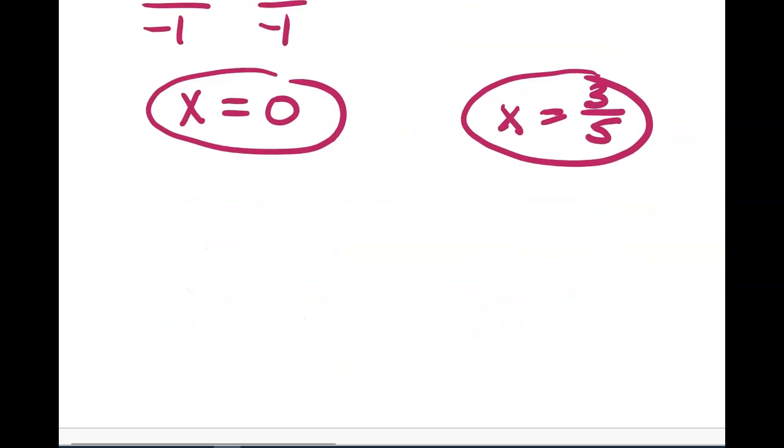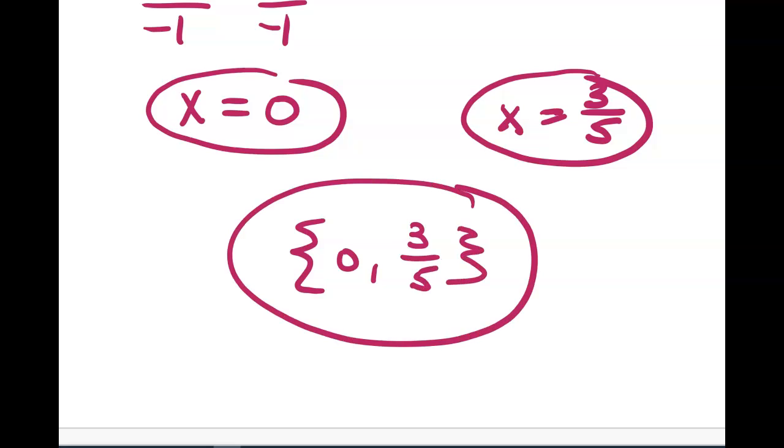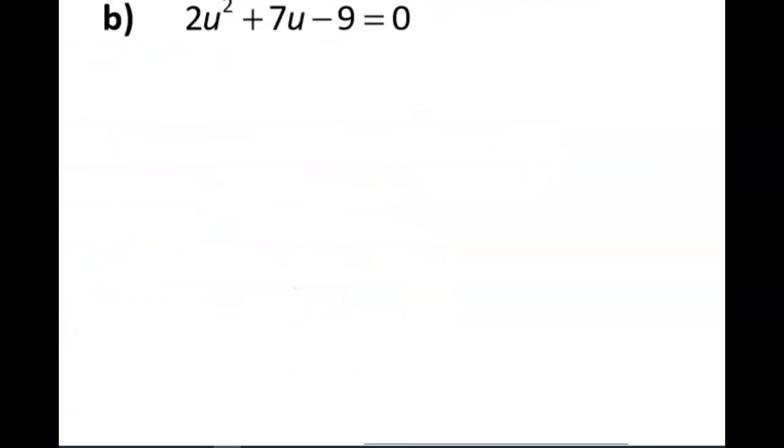I'm going to put my final answer in solution set form, {0, 3/5}, curly brackets when we use a solution set. When you use regular parentheses, that means an ordered pair, which means a point on a graph. All right, let's try another one here.